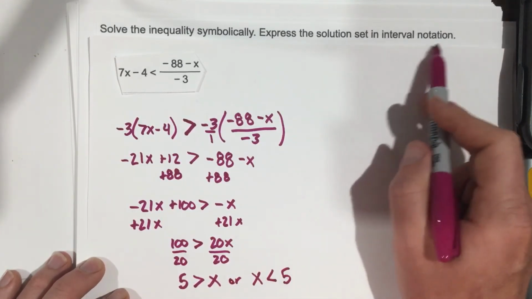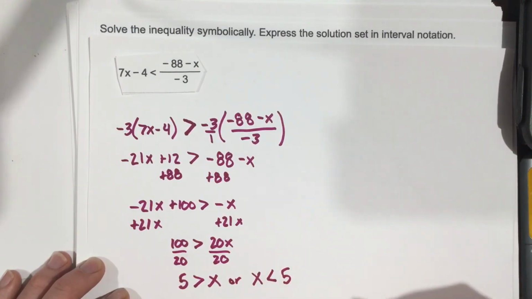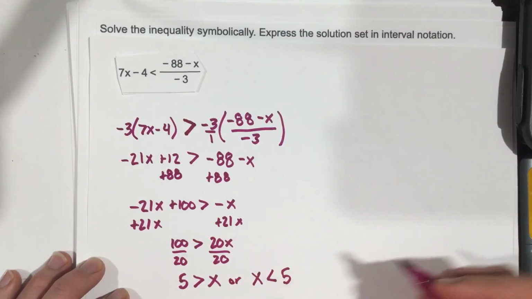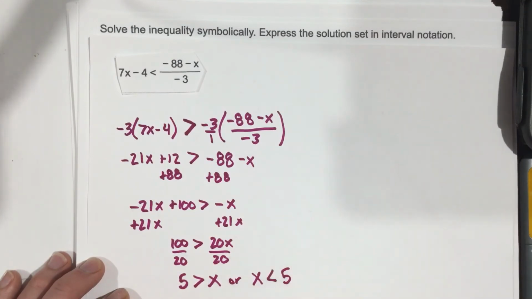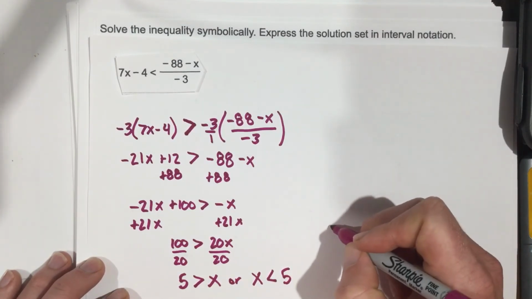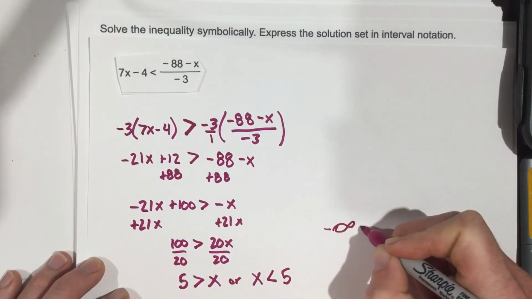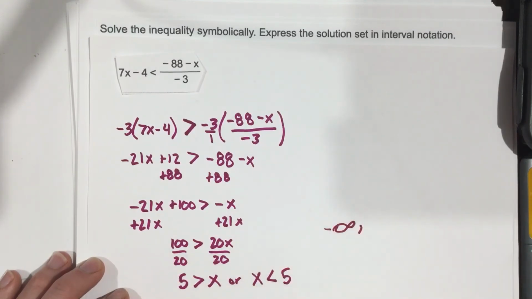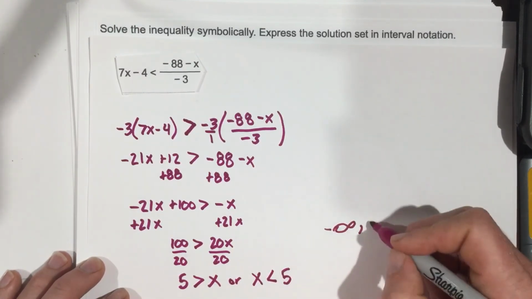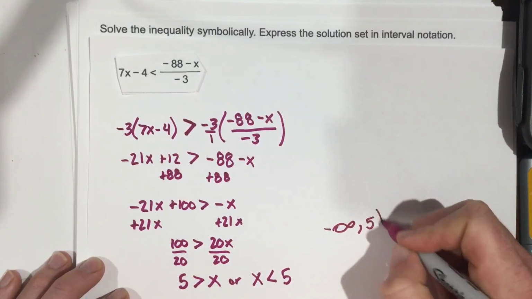Now they say write it in interval notation. Well, x less than 5 means the solutions have to be less than 5. So what's the smallest solution? Well, we don't really know a smallest solution because they can go on and on and on forever to infinity. So we're going to say negative infinity, comma, and any of the negative numbers work, all the way up to 5. But 5 can't work, so we're going to put a parenthesis there.